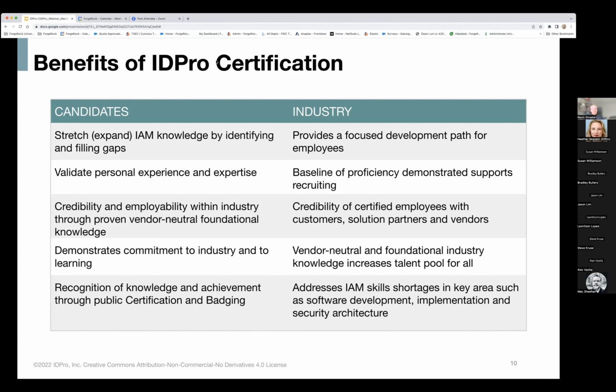And it also addresses some of the really key identity skill shortage areas. So we do touch on software development. We talk a lot about implementation, architecture, things that not everybody has been fully aware of, but it's really key when you're working with identity solutions.